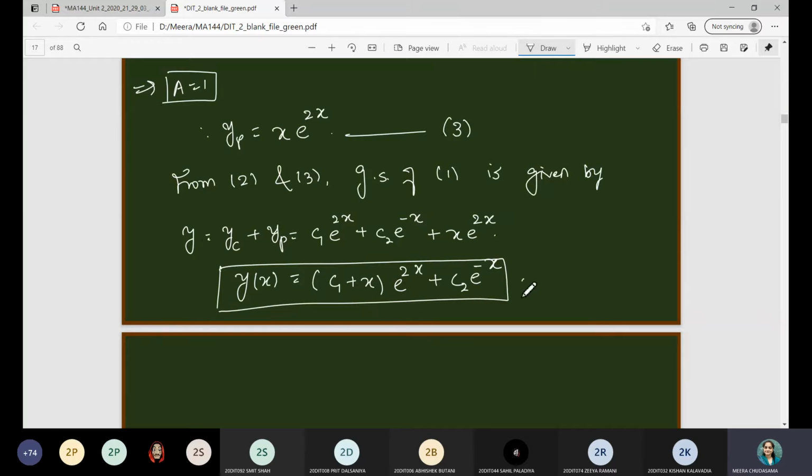Of course you will write here c1 and c2 are constants, right? So let me know from this one how to modify the choice of yp. Is it clear to everyone? Please raise your hand.